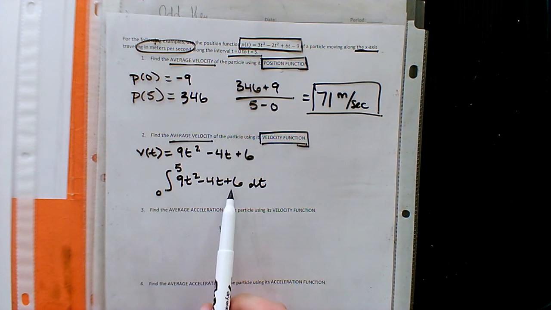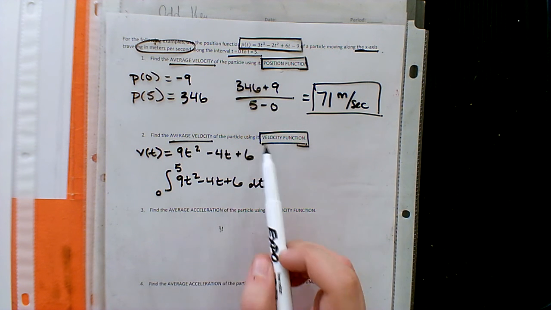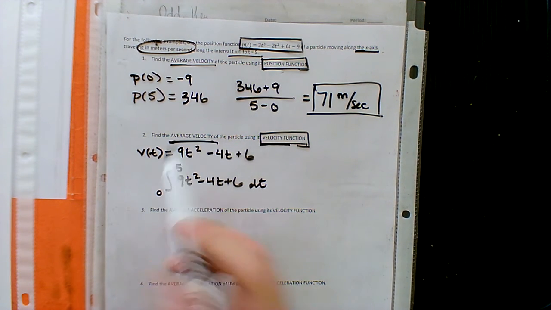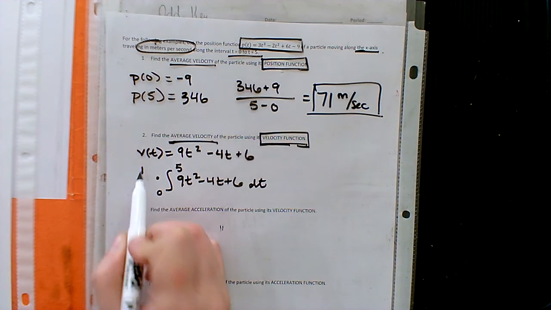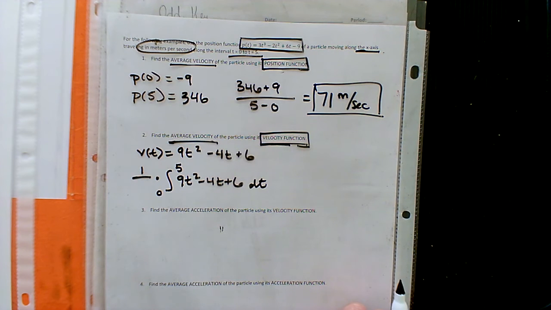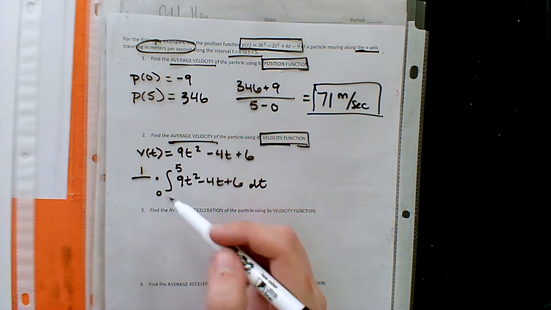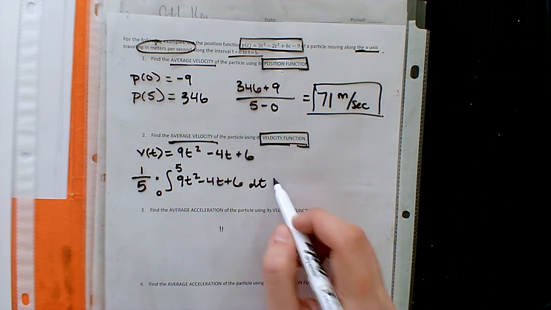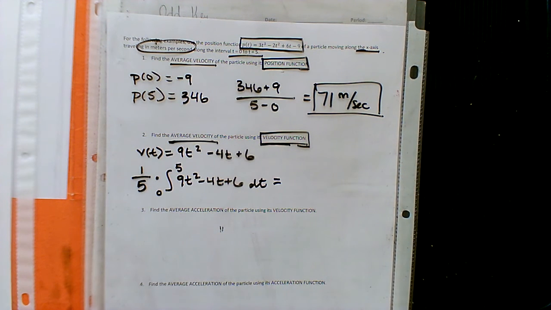Now, if we left it like this, this would give us displacement, our change in position. But to find the average velocity, we're going to have to multiply by 1 over the difference of the bounds, symbolizing that second unit that we have. So the difference between the bounds would be 5.